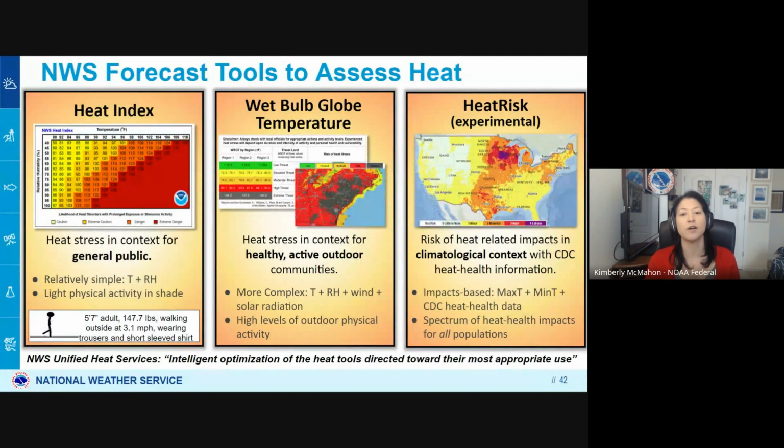All of these tools should help inform how you're going to communicate heat, be it through social media posts, IDSS briefings, watch warning decision making, and each of these tools play an important role. I should also mention you can, of course, use max and min temperatures. Each of these tools are just another tool in the toolbox as part of the Weather Service Unified Heat Strategy, with the specific focus of intelligent optimization of the heat tools directed towards their most appropriate use.